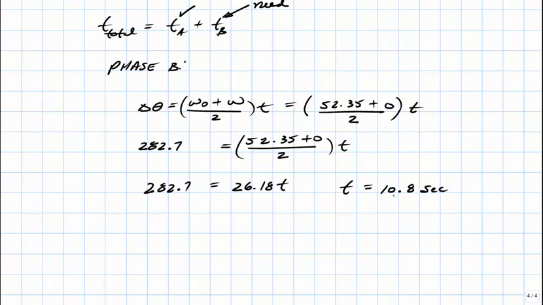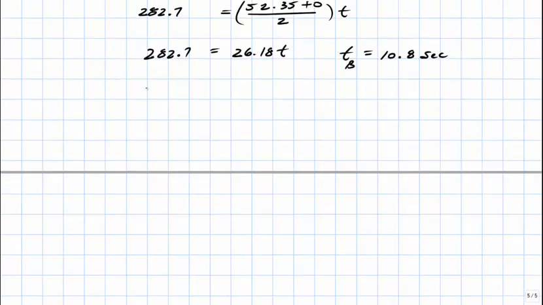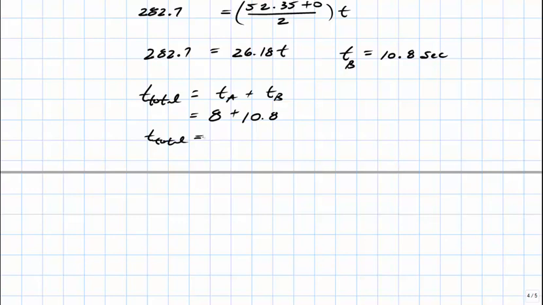And of course, that's the time that the flywheel spends, or the turntable, I should say, spends in phase B. Therefore, T total just equals TA plus TB. TA in our chart is given as 8 seconds, and the time we spent in phase B equals 10.8 seconds. Therefore, T total equals 18.8 seconds.